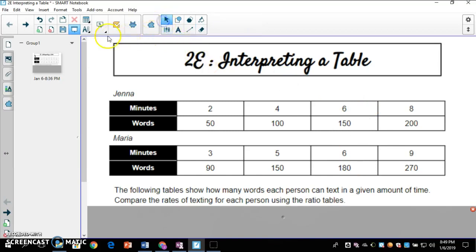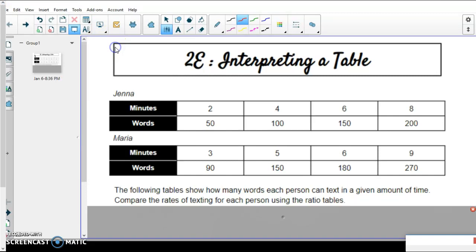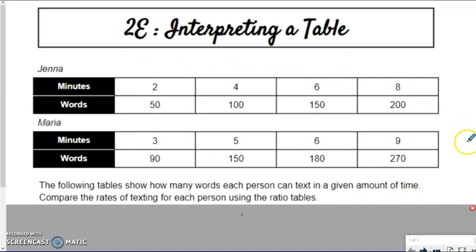Here's one more way, at least that I notice. I'm sure there are other ways that you could describe this, but these are the ones that jump out the most obviously to me. So now instead of looking for the same minutes, I'm going to look for the same amount of words. So here is where Maria has 150 words, and here is where Jenna has 150 words. So now this time the word count is the same, but their times are different.